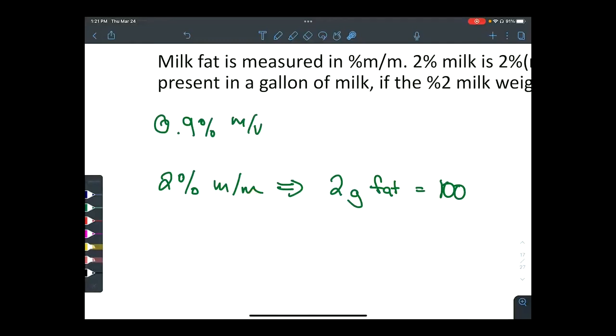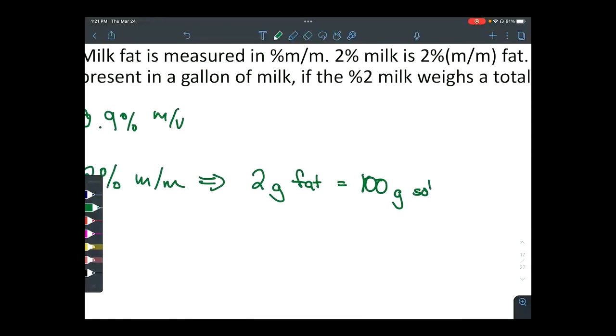Grams? Are you sure? Yes, because right here it's percent mass over mass. See how the denominator here is mass? So it's 100 grams of what? Solution. What is the solution? Milk. Yeah, so it's 100 grams of solution, or in this case, milk. So for every 100 grams of milk that you drink, you are also drinking 2 grams of fat.